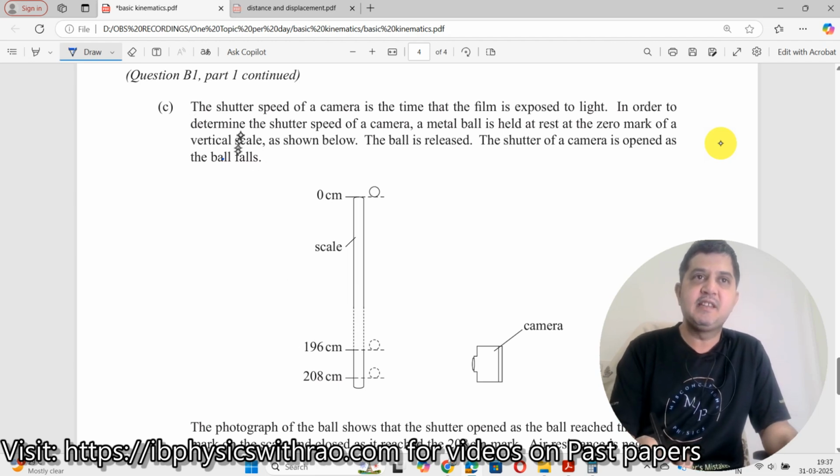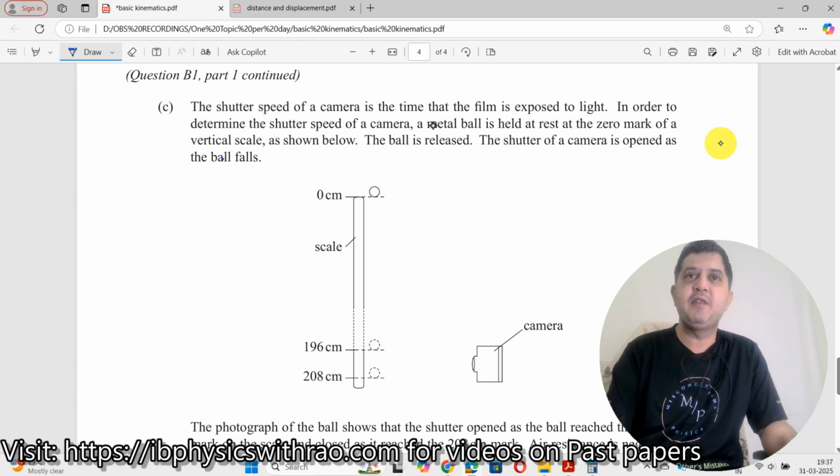The question reads like this. The shutter speed of a camera is the time that the film is exposed to light. In the old cameras we had something like a shutter speed, so it opens and it closes. In order to determine the shutter speed of a camera, a metal ball is placed at rest at the zero mark of a vertical scale. So you keep it over here. The ball is released, and the moment it is released, it falls down like this.